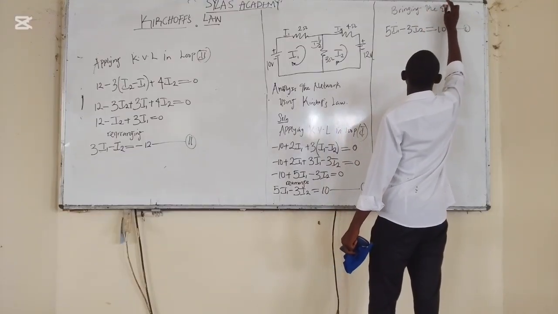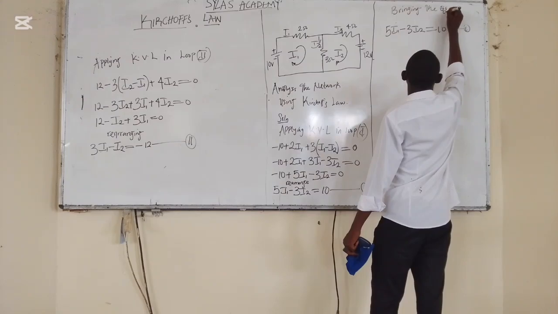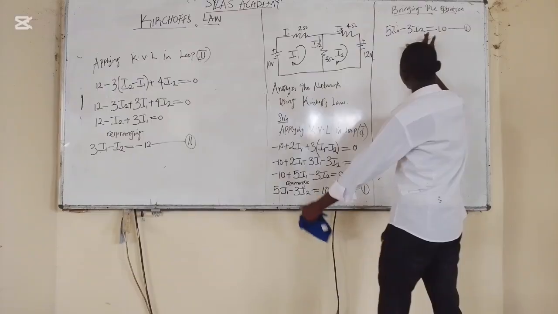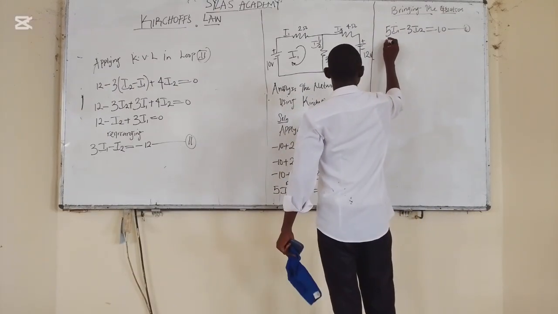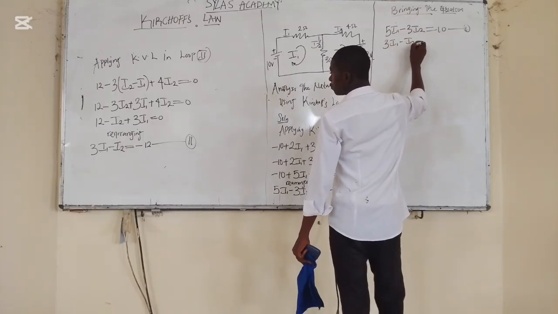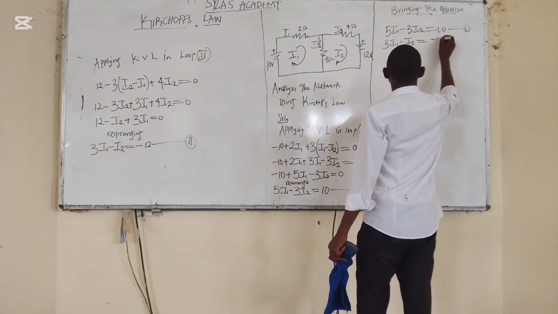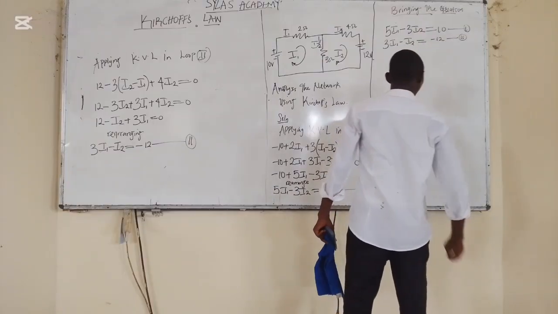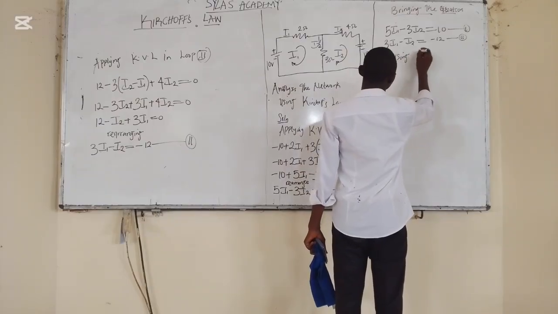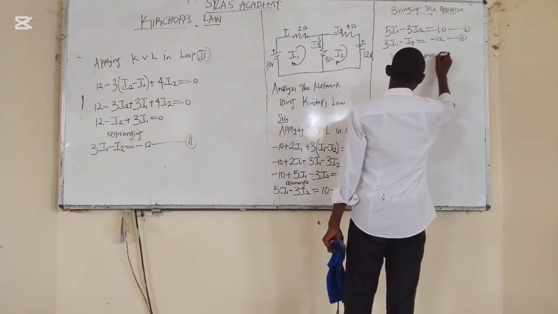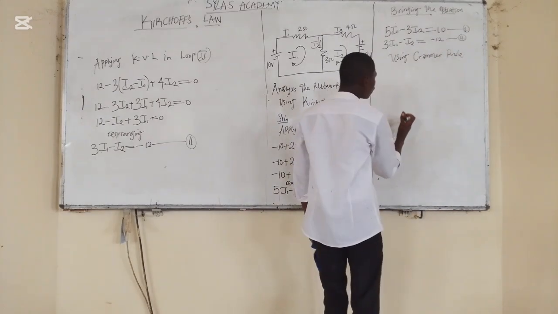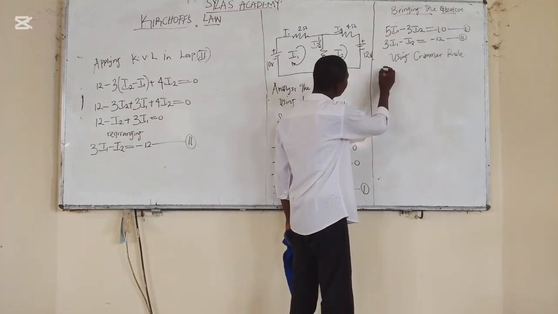Bringing the equations together. Now this is equation 1. Take your equation 2 to be 3I1 minus I2 is equal to minus 12, which is equation 2. Now, to get the current, I'm going to say using Cramer's rule. How do we use Cramer's rule to solve this type of equation? Find your determinant.